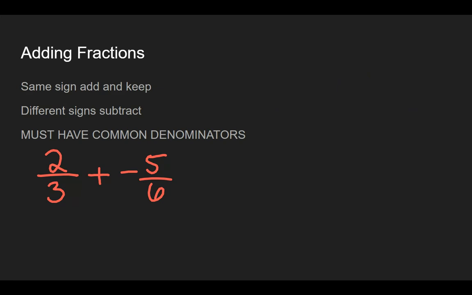So when we're talking about adding fractions, again, if we have the same sign, we're going to add the 2 and keep the sign. If we have different signs, we are going to subtract them and keep the sign of whatever's bigger. Remember, anytime we're adding fractions, we must have common denominators. So that's the first thing we're going to do here.